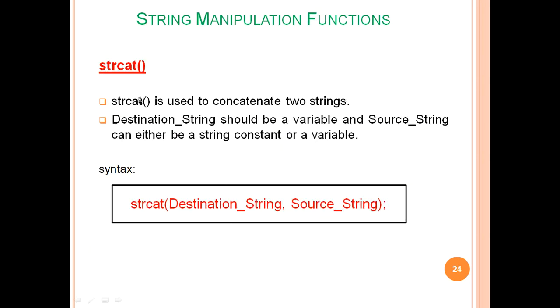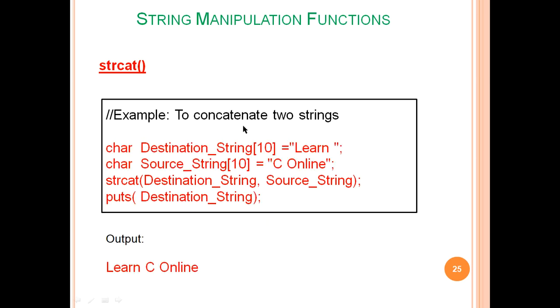Coming to string concatenate. As I said, it is to concatenate or join two strings together. This is the syntax: strcat of destination string comma source string. The destination string should always be a variable, and the source string can be either a string constant or a variable. The source string will be concatenated to the destination string, hence the destination string should be a string variable, it cannot be a constant.